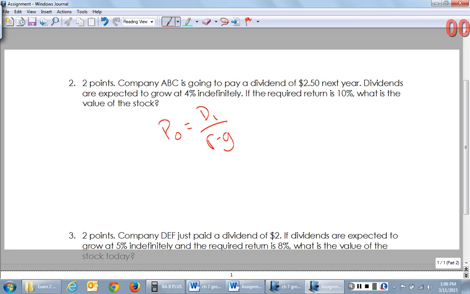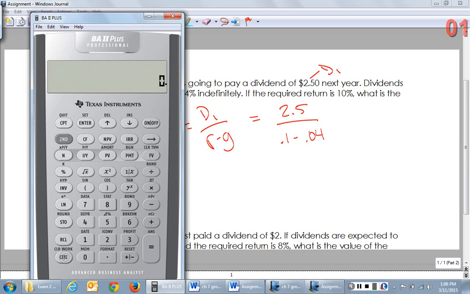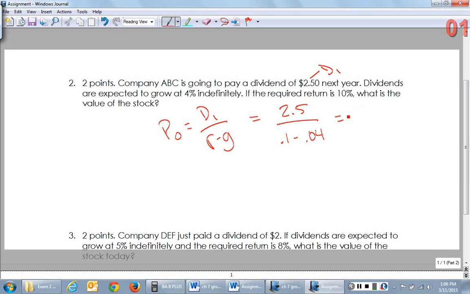Company ABC is going to pay a dividend of $2.50. That would be the next dividend payable, so D1. So that's $2.50 divided by the required return of 10% minus the growth rate of 4%. So $2.50 divided by 6%. And it's $41.67.